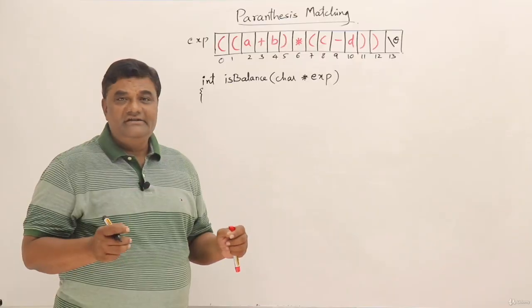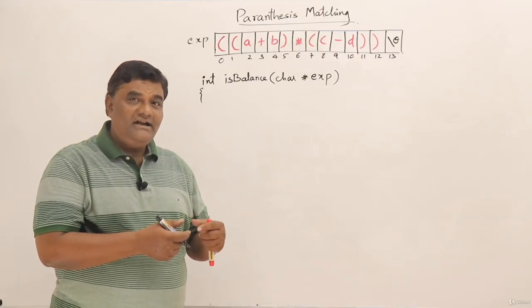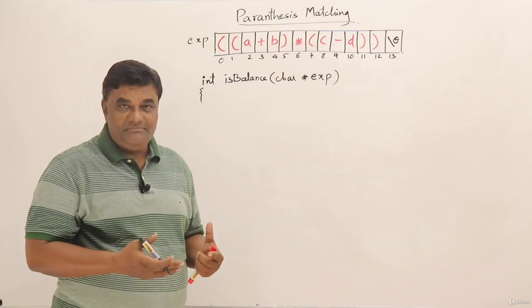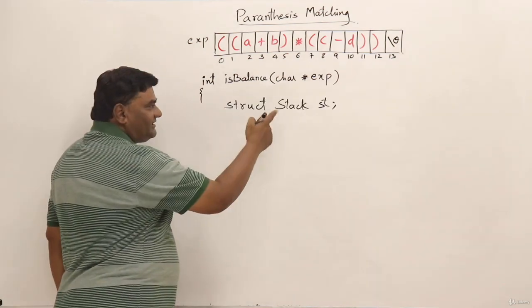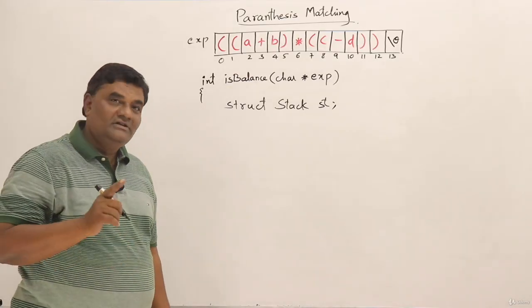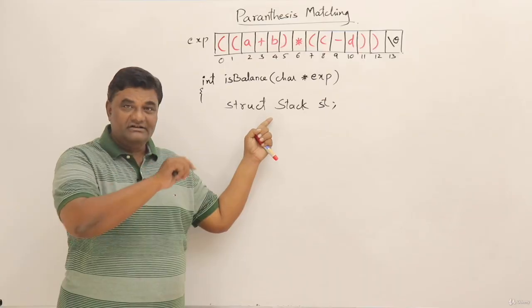Now first of all we need a stack. So I will take a stack of type array. For that we had a structure, if you remember. So that stack I will take. Let me create a stack: struct stack st. So the stack is ready. This variable is of the type of that structure we have seen earlier.